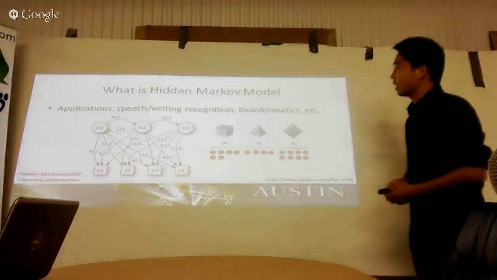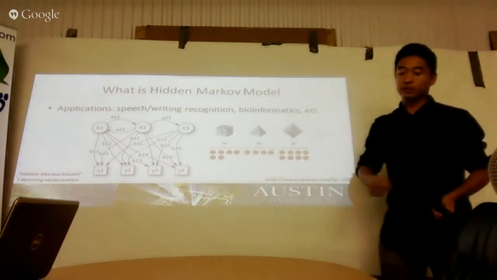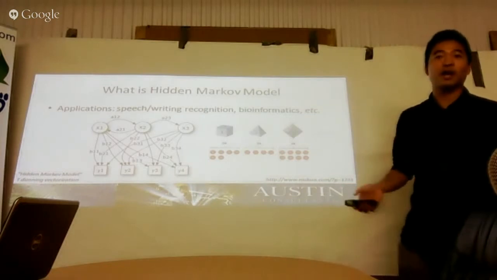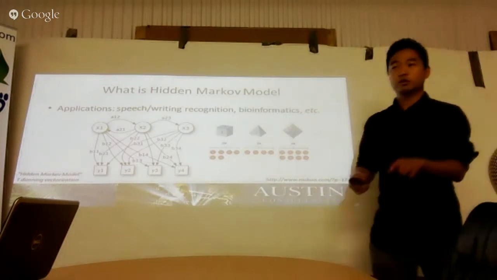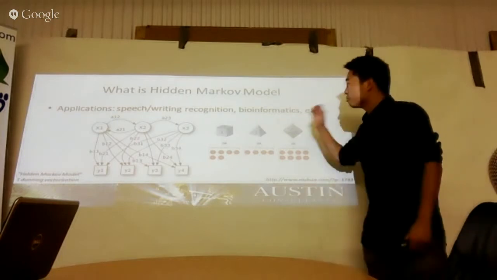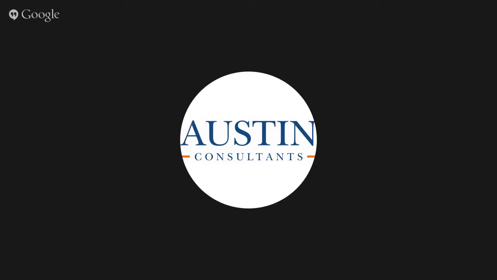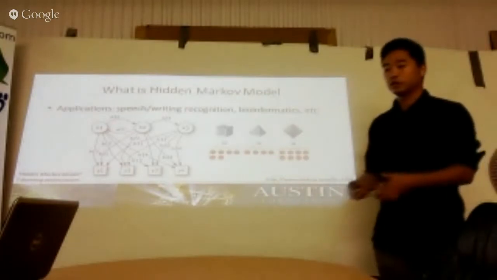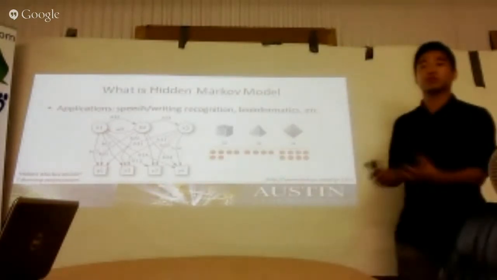Also in writing, if you just look at a single letter, it can look like anything, like S or 5. But it's also using the previous letters to determine what the next one is. And bioinformatics: in some applications, people try to sequence genes. The genes follow the previous genes under different probabilities, and you can't really see the genes, but you can see the pattern they expressed.